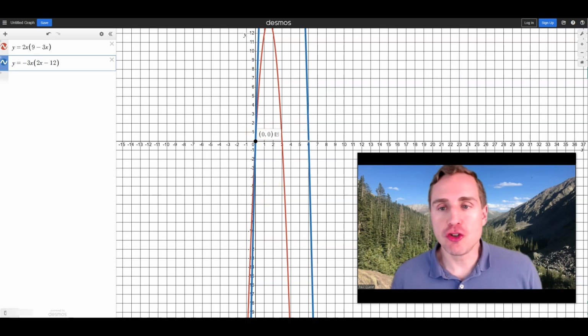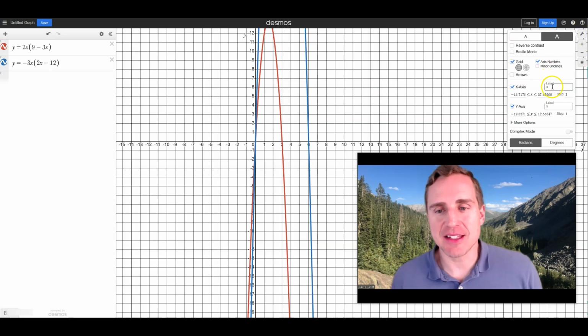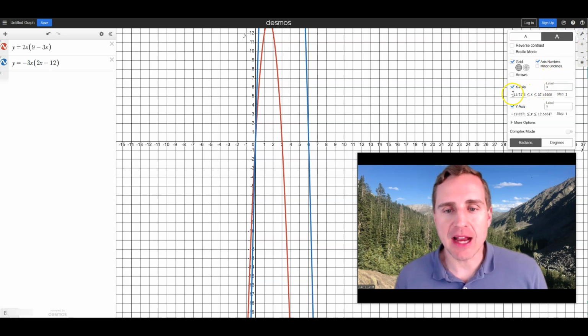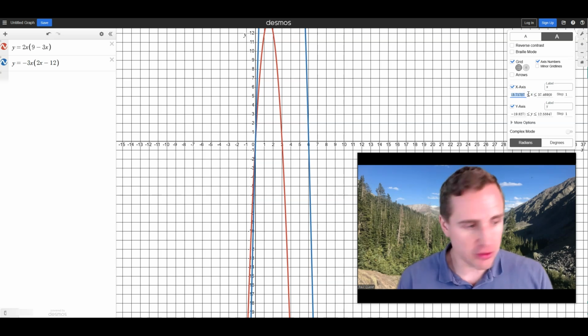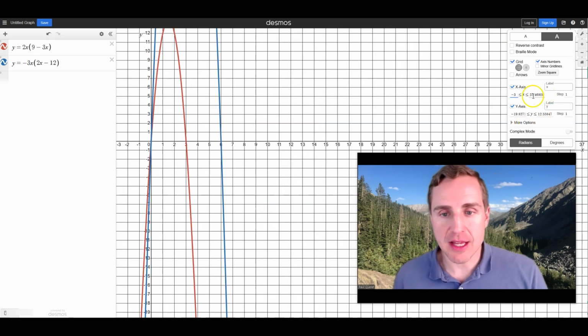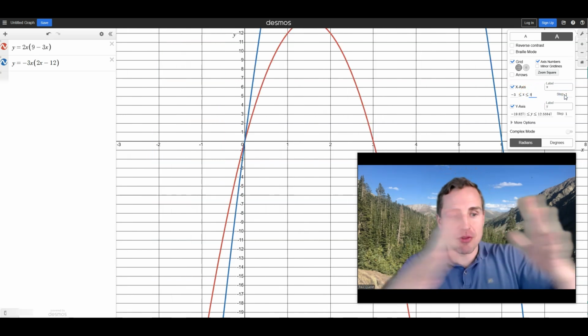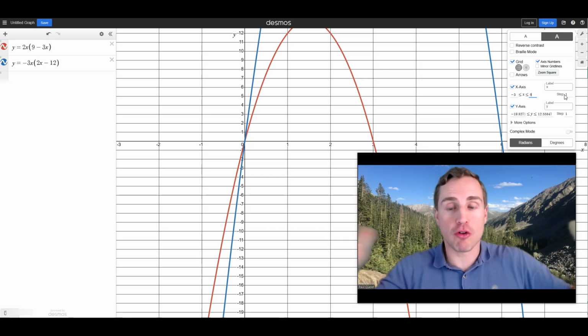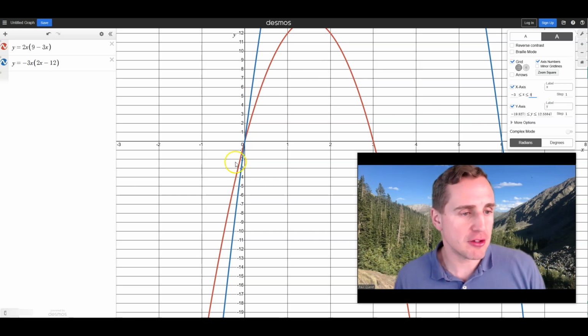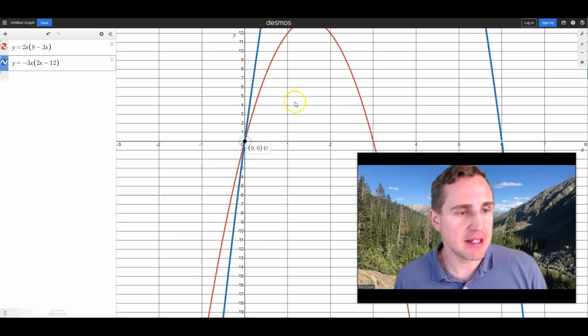Now, one thing you could do is change the axes here. In other words, I could make the x-axis a lot smaller. So let's say negative 3 to, I don't know, 8. Now notice what I've done is I've stretched out the x-axis this way. So it's no longer a square grid. It's more of a rectangular grid. So it looks like they're intersecting there.